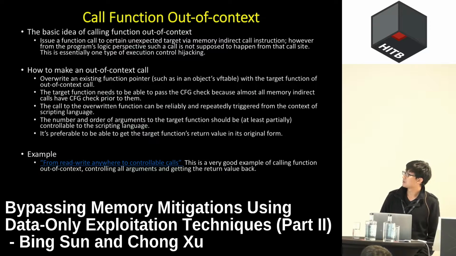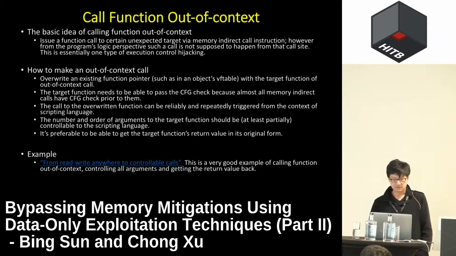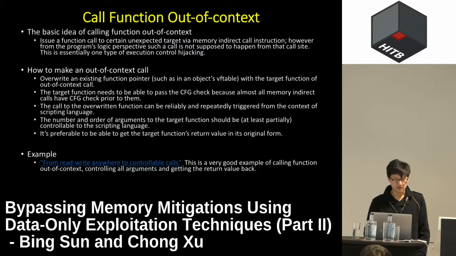How do we make an out-of-context call? First, we need to override an existing function pointer. And then we're going to trigger the overwritten function from the context of a scripting language.